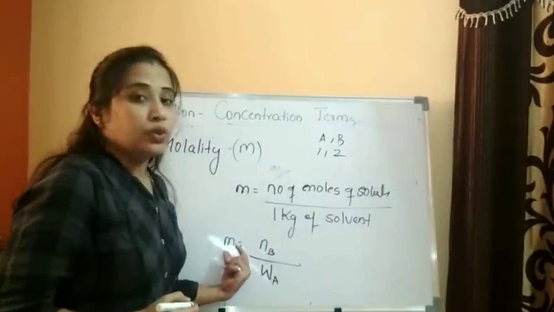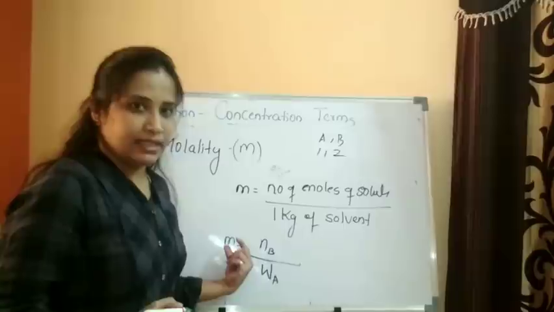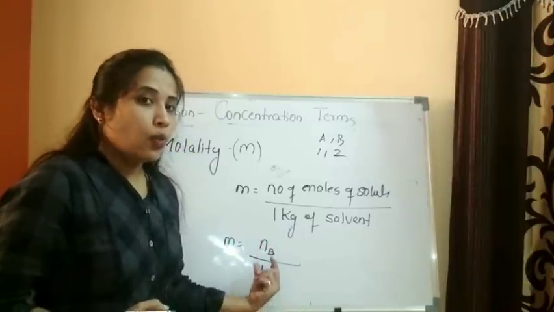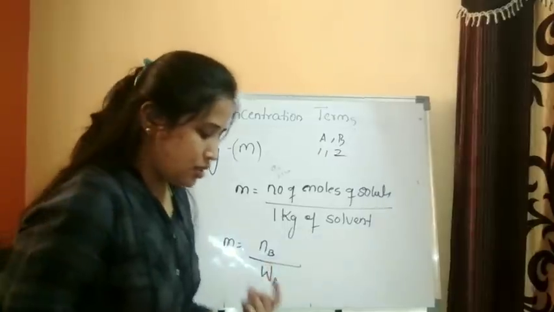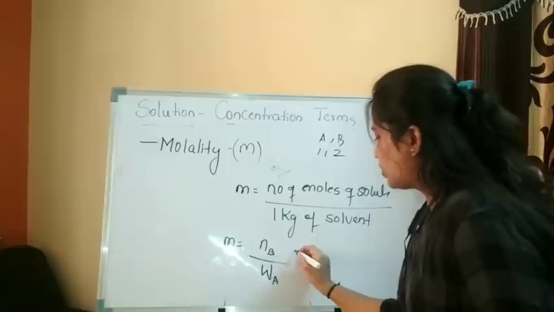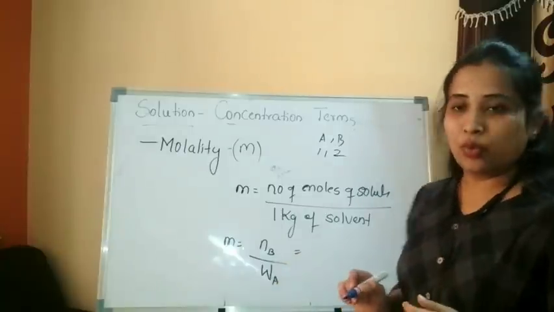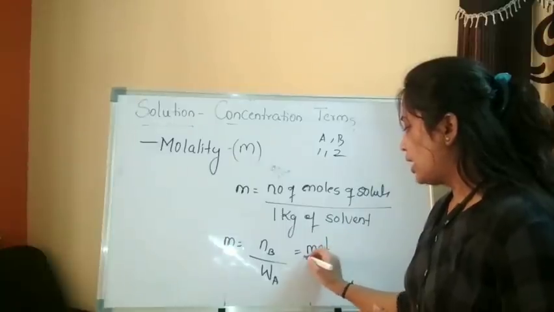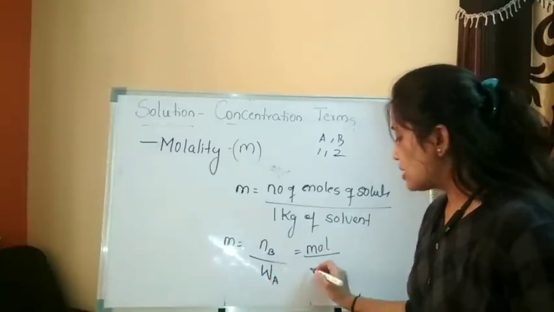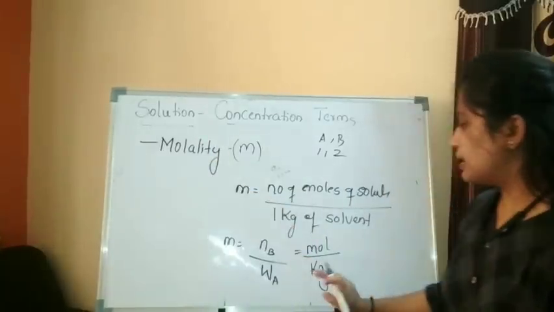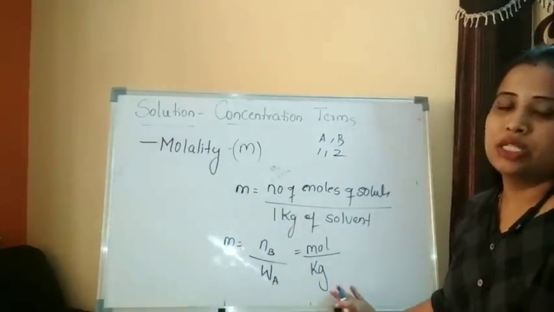So m is nothing but molality: the number of moles of the solute dissolved in 1 kg of the solvent. Can you guess what the unit might be? The number of moles we call mole, and the weight of the solvent is taken in kg. So the unit of molality here is mole per kg.